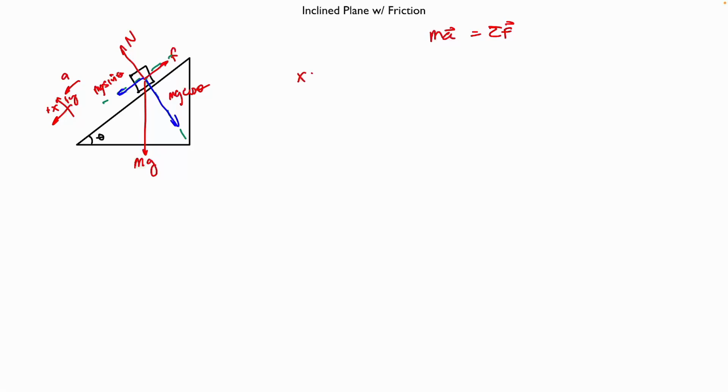In the x direction, before we had ma equals, and it was just mg sine theta. That's where we stopped last time, when we had no friction in the problem. But now we have a second force. We have the force of friction. What sign do we put on mg sine theta? Positive or negative? Positive. Why? Same direction as what we said was positive, which was down the hill. What sign do we put on the friction?